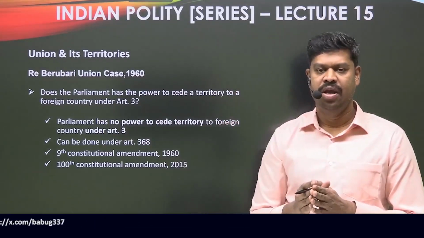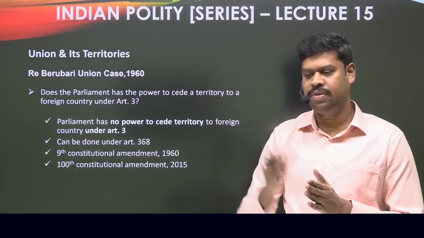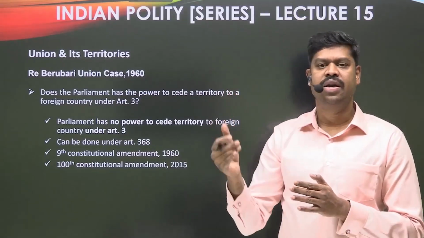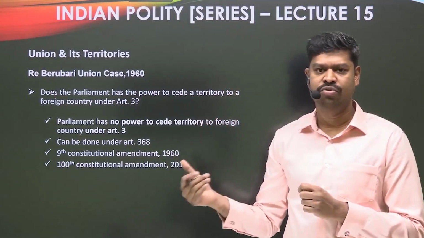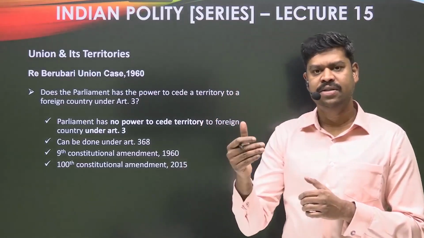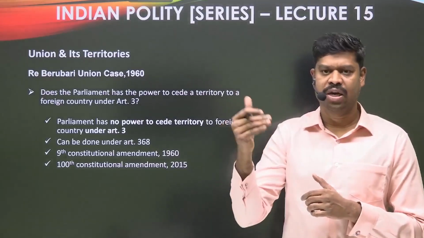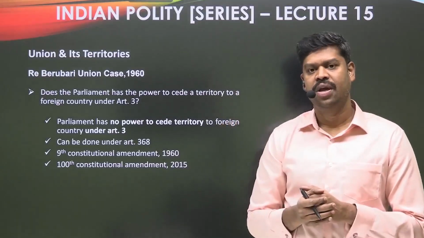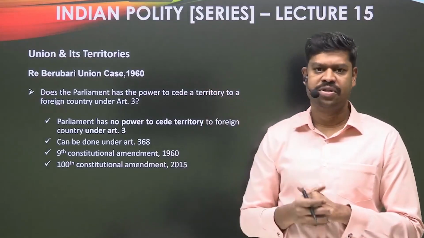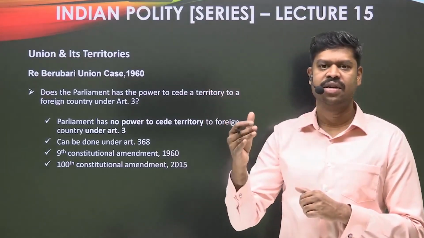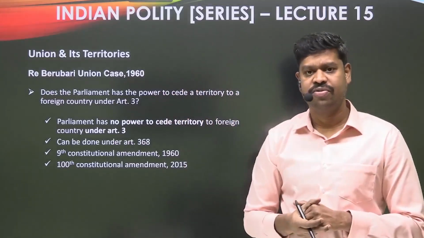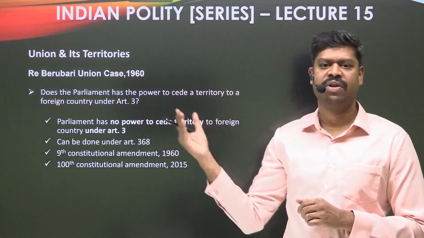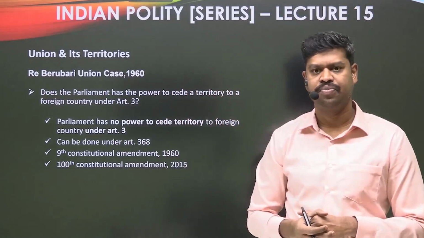Apart from that, Article 1 also gives us the information as to what is the territory of India. The territory of India comprises the territory of the states, the territory of the union territories, and any other territory that may be acquired by India in the future. That means India is a sovereign state which can acquire territory in the future. And where do you get the information as to what are all the various states and union territories in India? They are all specified in Schedule 1 of the Constitution.